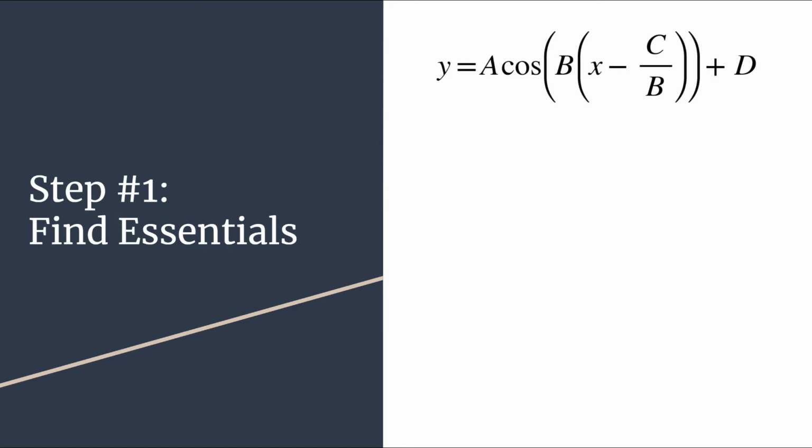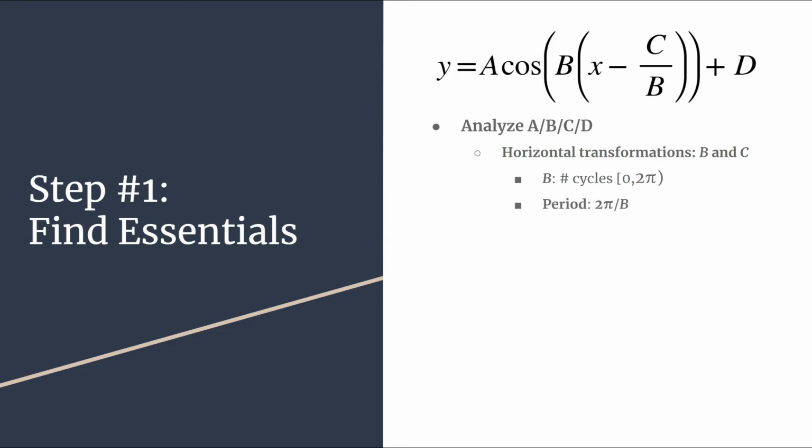Here is our equation with b factored out. We'll start by analyzing a, b, c, and d. Our horizontal transformations, which happen in the input of the function, are b and c. So b, as we know, tells us how many cycles we have between 0 and 2 pi, and we also use it to find the period of our graph, or the length of a horizontal cycle. We do that by calculating 2 pi divided by b.